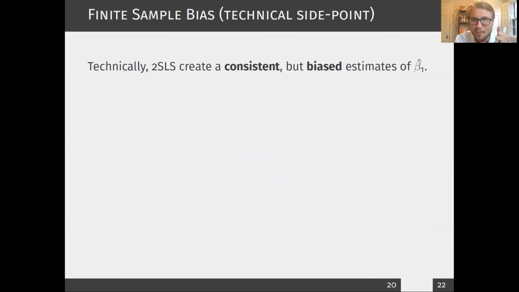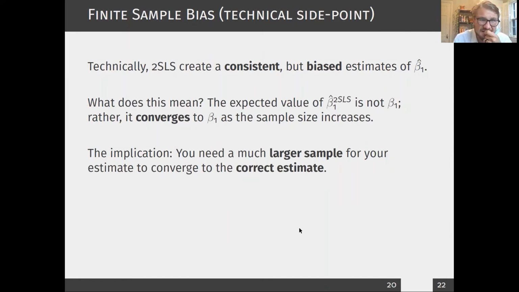And there's an even more challenging problem with instruments, and this is a bit more technical. You don't have to understand it perfectly, because I don't understand it perfectly. A two-stage least squares estimate is what they would call consistent, but it's actually biased. There's a distinction in statistics between consistency and bias. What this basically means is that the expected value of our estimate is actually not the true value, but it converges to it as the sample size increases.